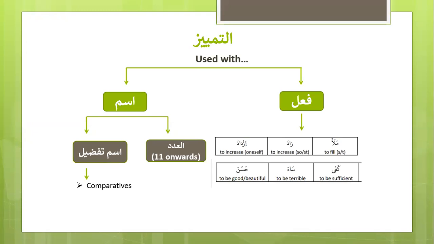So he increased in what? He increased in knowledge, he increased in designation. So you have to add some details with these fi'ls. These fi'ls are, you can say, incomplete without that detail. So that detail is called at-tamyiz. Sa'a, hasuna, kafa, to be sufficient. So these are fi'ls which are incomplete in themselves and they need a tamiz to complete them.